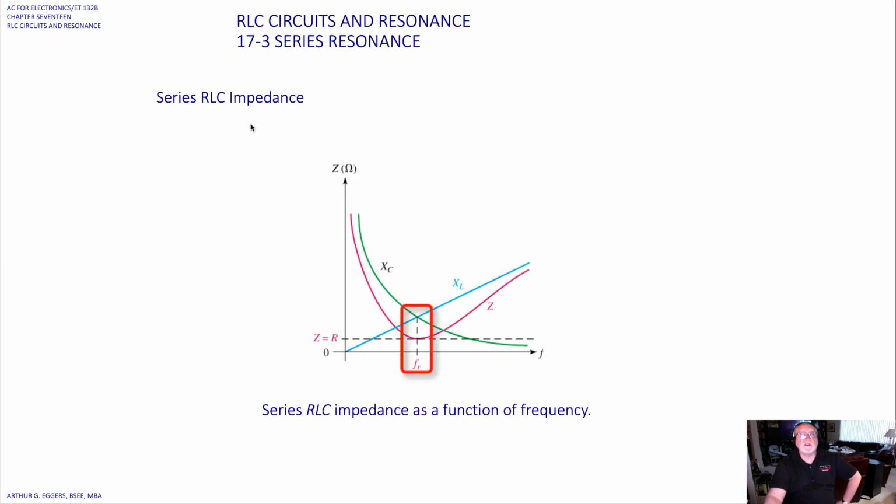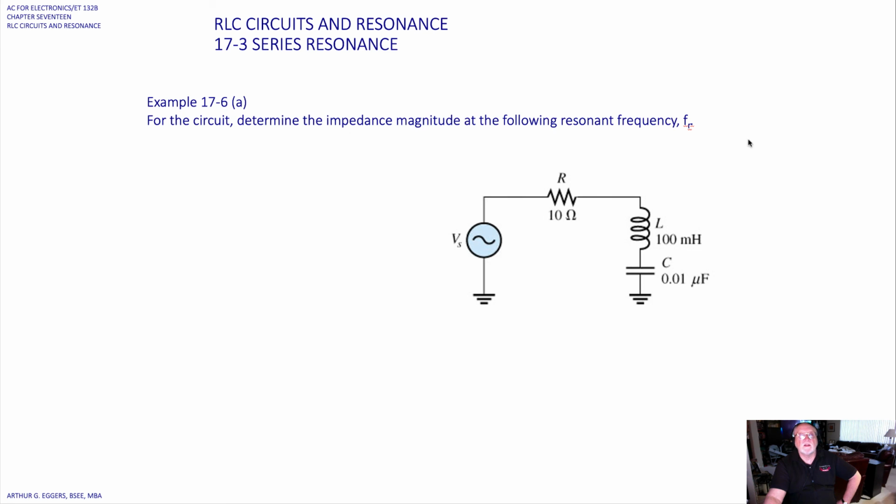So with series RLC impedance, you can see we add our total impedance then into the diagram that we saw before. At this point, you can see that the total impedance equals exactly the resistance in the circuit, which occurs right there at the resonant frequency. So when we come back, we'll move forward with more examples of series resonance.